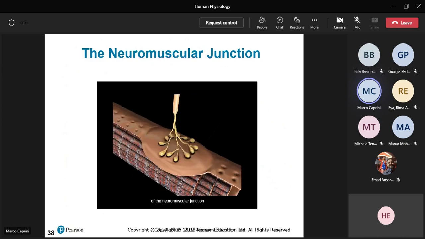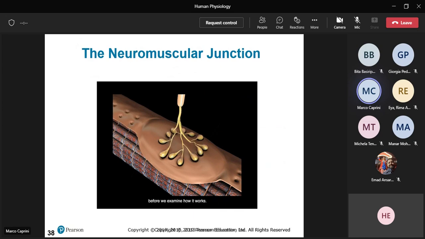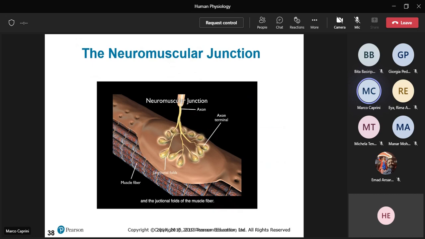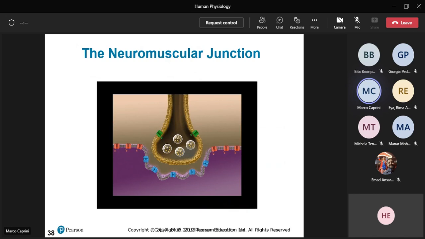Let's look at the structure of the neuromuscular junction before we examine how it works. The neuromuscular junction includes the enlarged distal ends of the axon, called axon terminals, and the junctional folds of the muscle fiber. The junctional folds are the region of the muscle fiber membrane, or sarcolemma, with specialized structures for receiving signals from a motor neuron. Let's look more closely at a single axon terminal and the adjacent junctional folds. Notice that the axon terminal and the junctional folds do not touch. They are separated by a gap called the synaptic cleft.